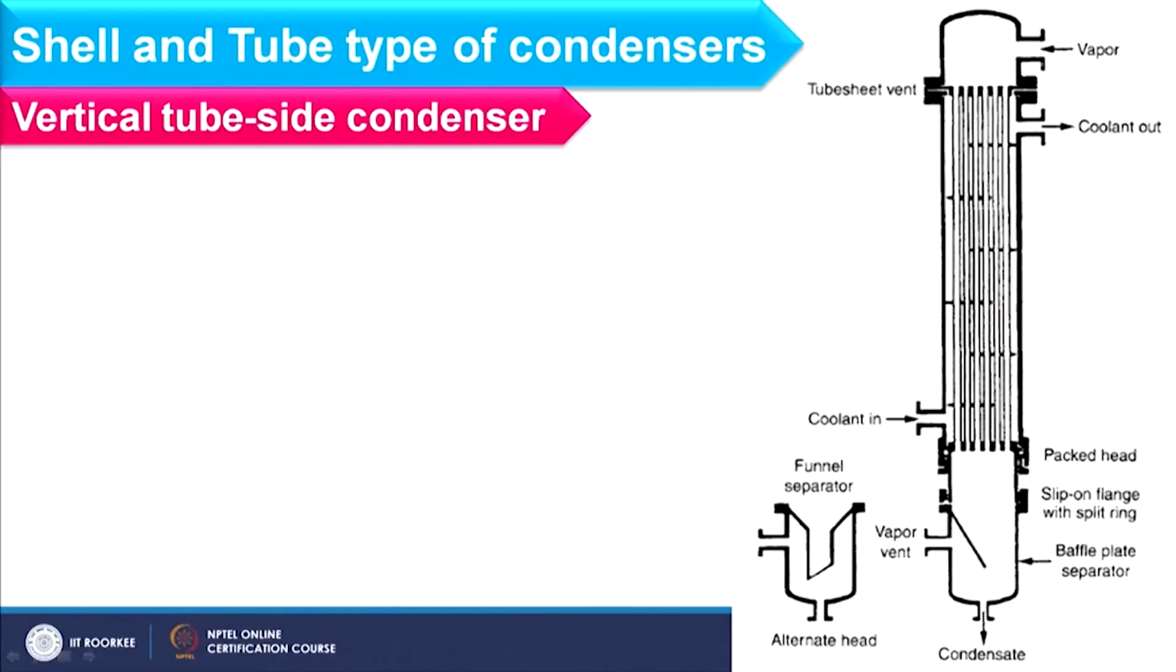So, if you see the schematic of a vertical tube side condenser, vapor usually enters the tube side from the top and moves downward along with the condensate, right. And if you see this section, it is oversized in comparison to this section where I have the condensate as well as the vent, because the vent is usually placed opposite to the side where vapor is entering. Okay.